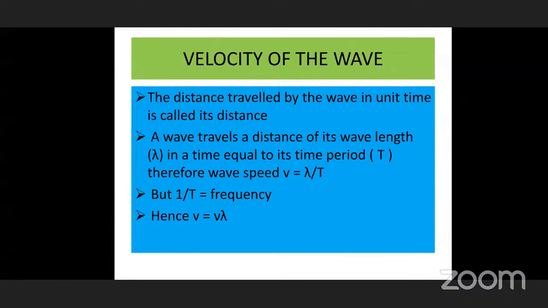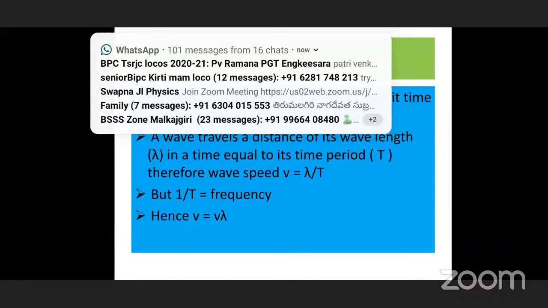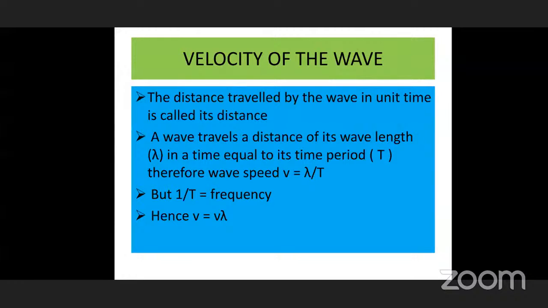Now coming to the velocity of a wave, the important thing we are going to see in today's class. How do we find the velocity? What is velocity in general? Distance traveled in unit time. Distance by time is called velocity. In the case of waves also, in the same manner, we calculate how much distance a wave travels in unit time, and that is the velocity of the wave. Whether it is a transverse wave or a longitudinal wave, you write velocity as v equal to lambda by T.